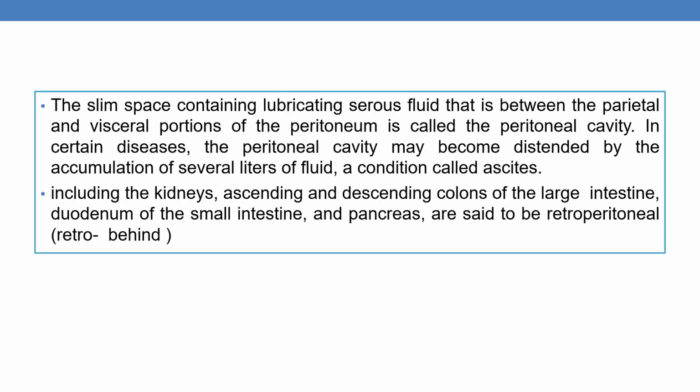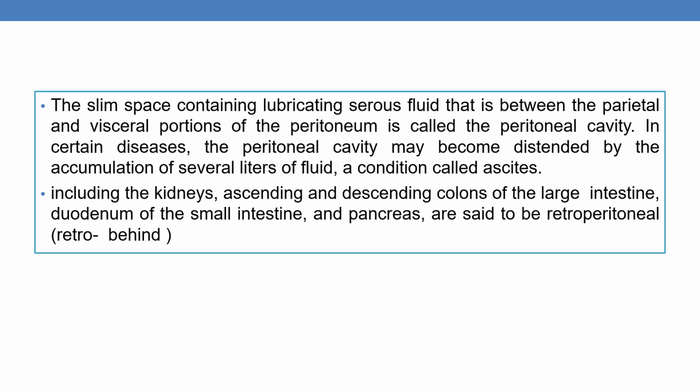Now the slim space containing lubricating serous fluid, that is between the parietal and visceral portions of the peritoneum, is called the peritoneal cavity. Between parietal and visceral peritoneum, there is the peritoneal cavity. In certain diseases, the peritoneal cavity may become distended by the accumulation of several liters of fluid, which is a condition called ascites.